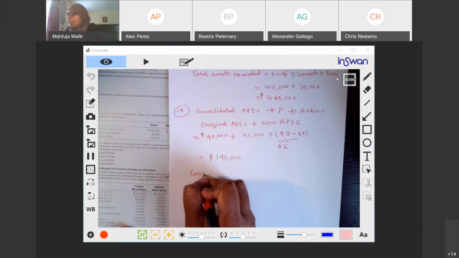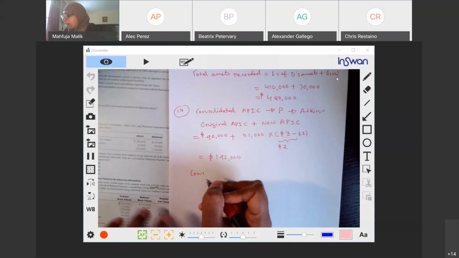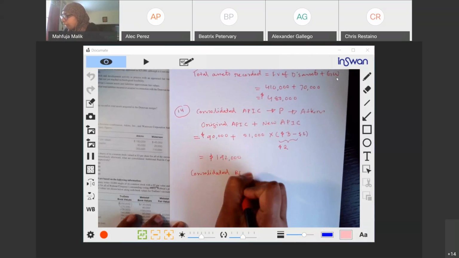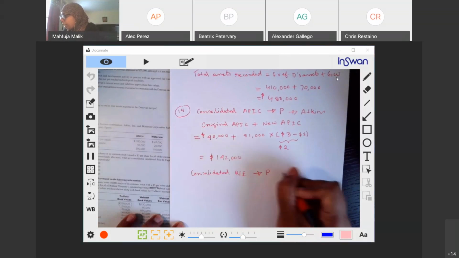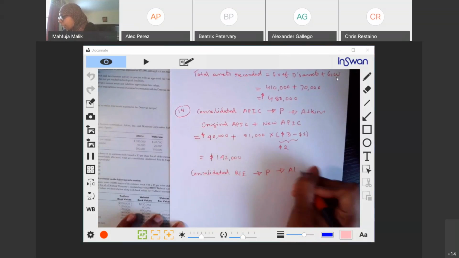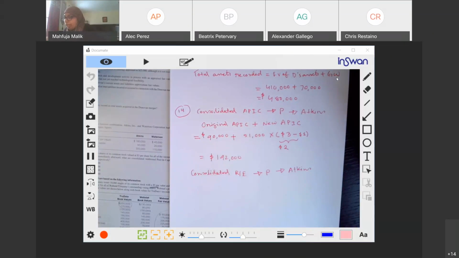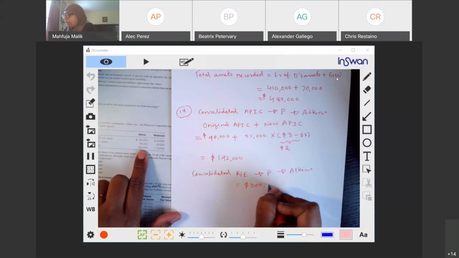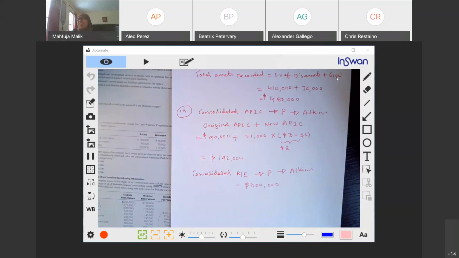It is also asking for consolidated retained earnings. Consolidated retained earnings means, of course, parent's retained earnings. And I know parent means Atkins. And this problem is not complicated. It's given here. Just look at Atkins' numbers. And there is no complication like beginning or ending retained earnings. It's given here. Atkins' retained earnings, which is 300,000. So this was really short.